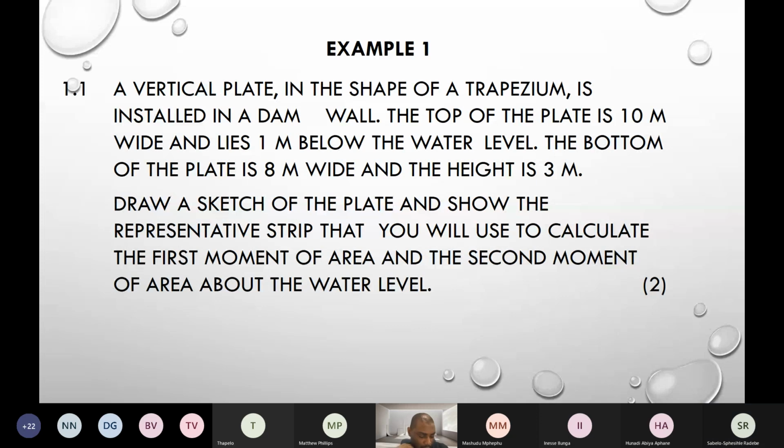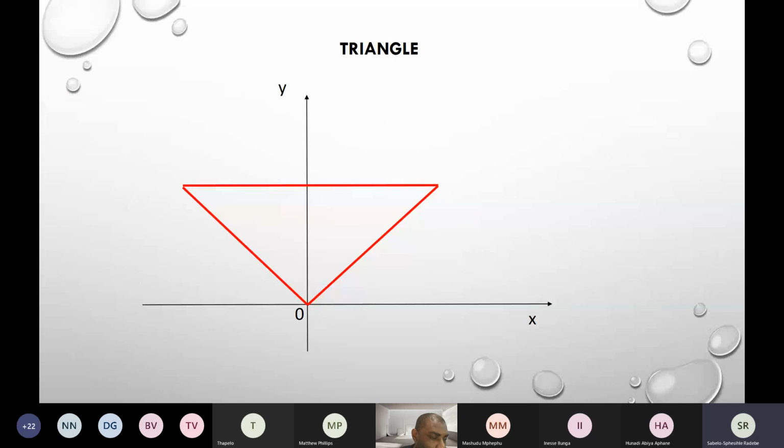Sir, is it possible that the water level is below the shape? Sorry? Is it possible that the water level maybe is below the shape? No, it's not. It's not possible. Okay. Thanks for that question, Sabelo.